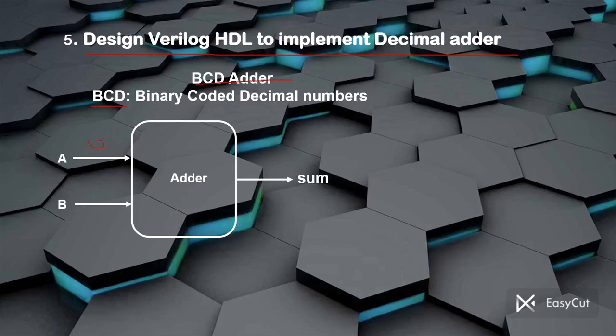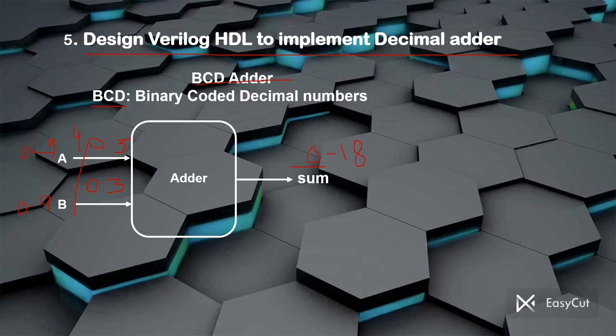Here you can see the circuit. A will have indices 0 to 3, and the B value also varies from 0 to 3, which indicates that these are 4-bit numbers. The A value varies from 0 to 9 and the B value varies from 0 to 9, and the sum varies from 0 to 18. How 0 to 18? The initial value of A and B is 0 and 0, so 0 plus 0 is 0, and the final value of A and B is 9 and 9, so 9 plus 9 is 18.